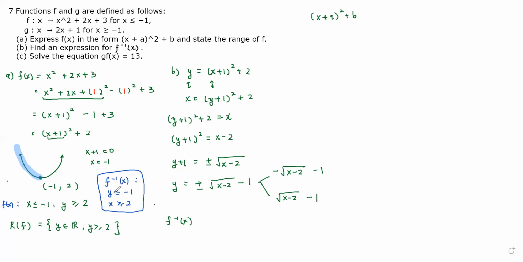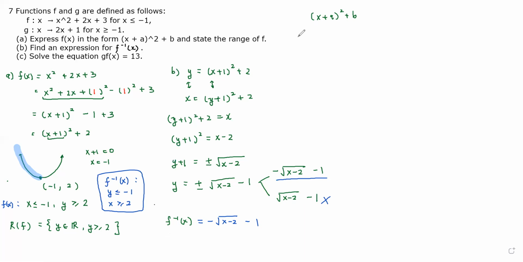Now we need y less than or equal to -1. For -√(x - 2) - 1, you have -1 minus a positive number, so the y value must be less than or equal to -1. For the other one, you have -1 plus a positive number, so your y would be greater than or equal to -1. We just forget that. The inverse of f(x) is negative square root of x - 2 minus 1. That gives us the inverse. Make sure you pick the correct branch.